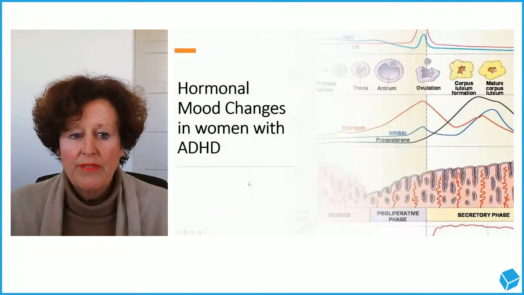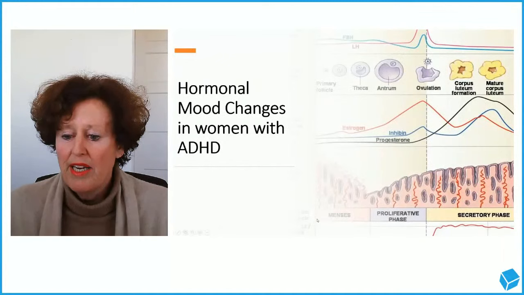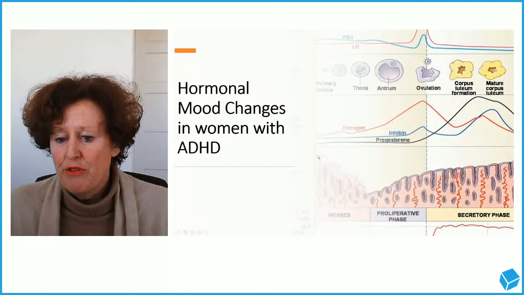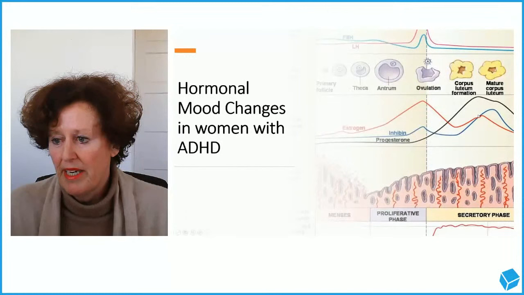Now, the hormonal mood changes. What we see here is the menstrual cycle starting at day one with the menstruation. And here we have the endometrium going down, leading to blood loss, and then building up again until ovulation, and then building up until the next menstruation in 4 weeks. Here we see the hormones, estrogen peaking during ovulation, dipping, and another peak, and then going really down in the last week before menstruation.